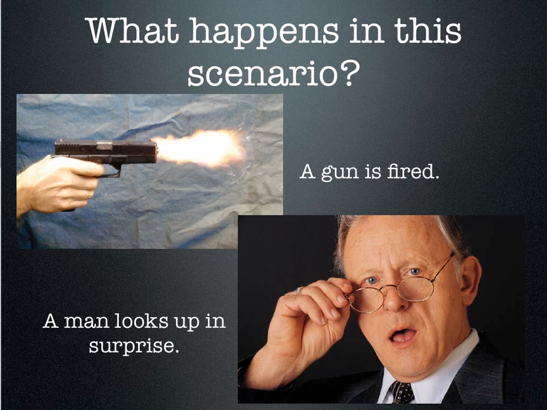Alright, so we have two things that happen. One, a gun is fired, and then a man looks up in surprise. So first we see a gun being fired, then we see a man looking up in surprise. What do we assume has happened? Logically, we assume that a gun was fired, this man heard it, and he looked up and was surprised when he heard it. That's what makes sense.